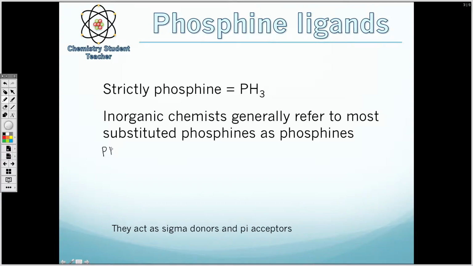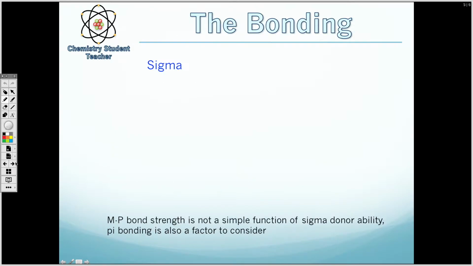So PR3 is the general formula we can give this, however that may be something like PMe3, PEt3, PPh3, and so on, maybe even some chelating ligands such as Ph2P-PPh2. But they act as sigma donors and pi acceptors. So let's actually look at the bonding.